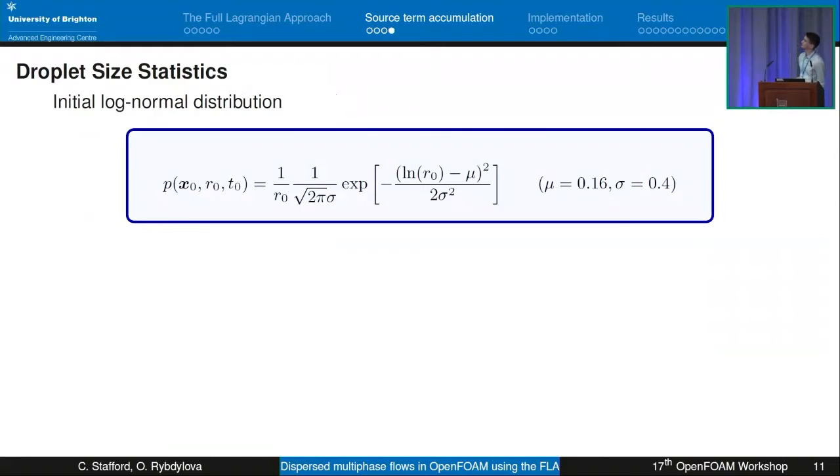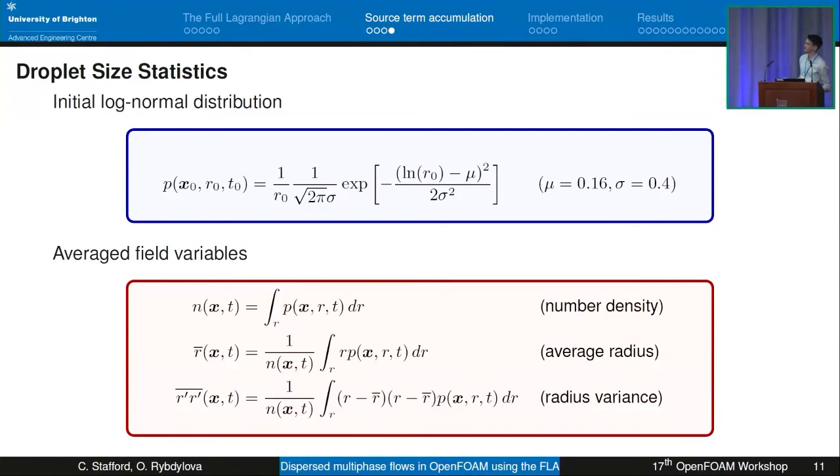And the final bit of theory then is that because we're only tracking certain droplets, we need to know a size distribution, or a distribution across sizes. So in this case, just using a log normal distribution as a representative sample. And then to actually accumulate the statistics of interest, we're looking at the average field variables. So what we're tracking and working out is this PDF, but by taking appropriate weighted moments and integrating out the radius, we obtain number density and average size statistics, which are the things we'd like to know. So that's the full Lagrangian approach and how we're using it.